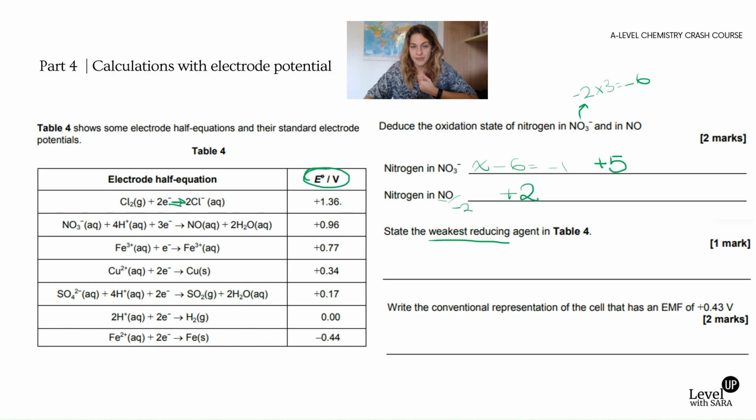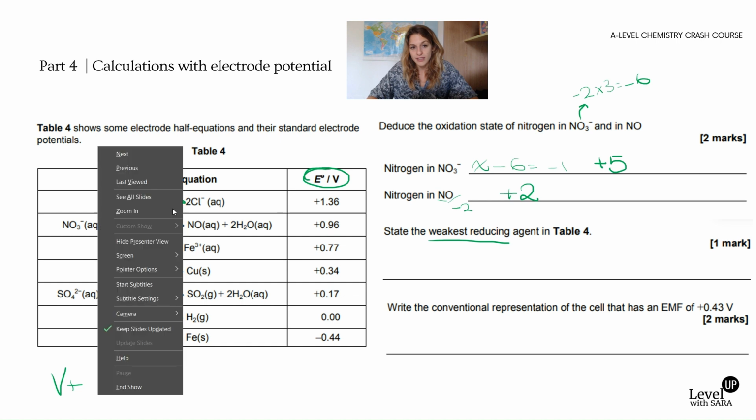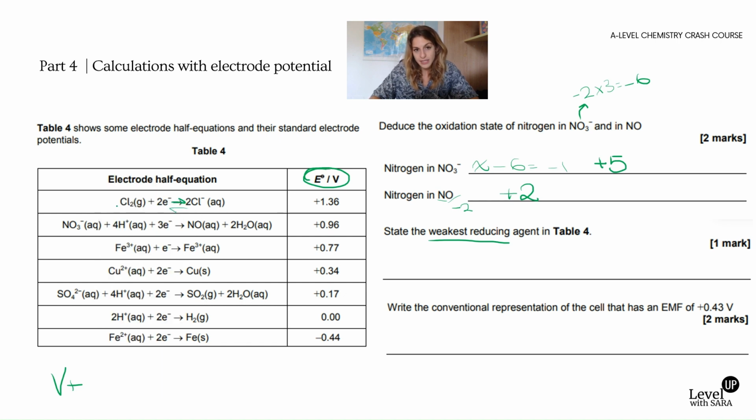The other way to think about it is that the more positive the voltage, the more the equilibrium will lie on the left hand side, if this was written as an equilibrium. Which means that it's more likely to be reduced. So if it's more likely to be reduced, what type of agent would that be? It would be an oxidizing agent.